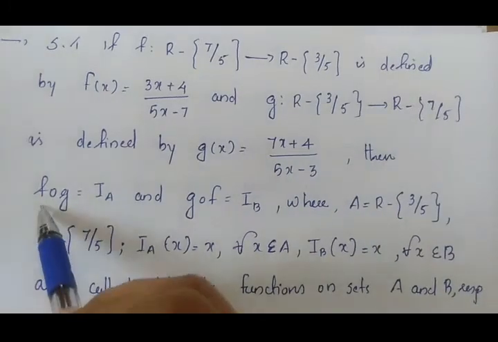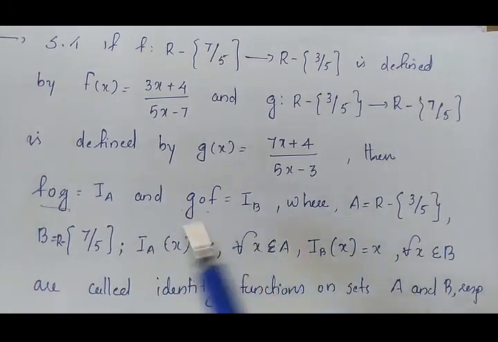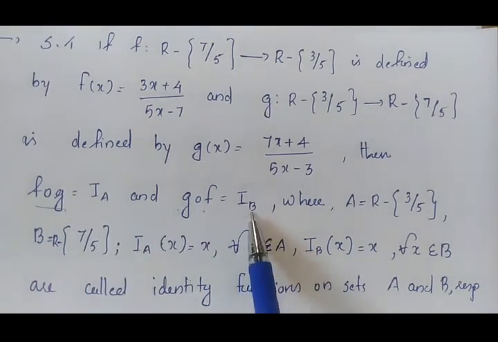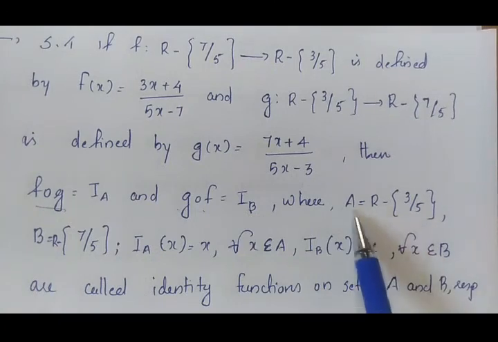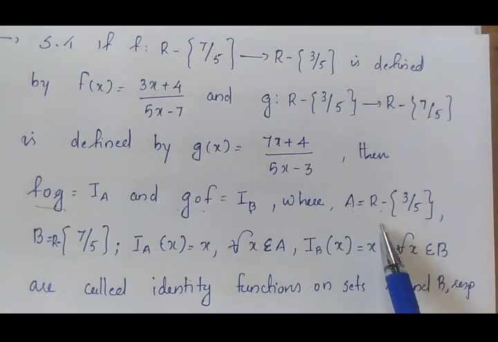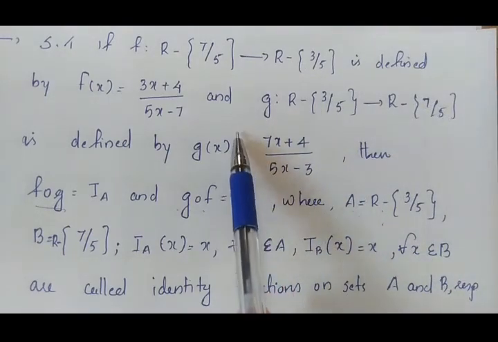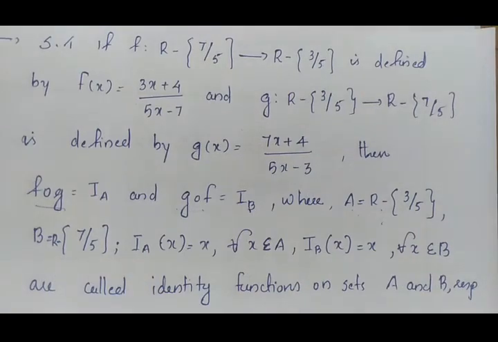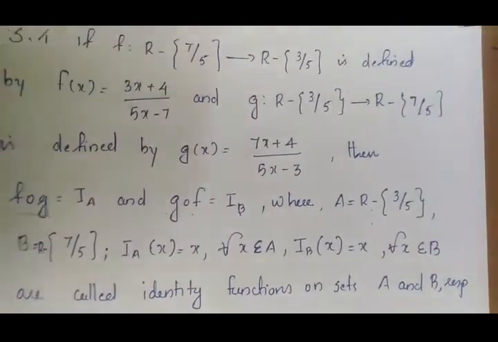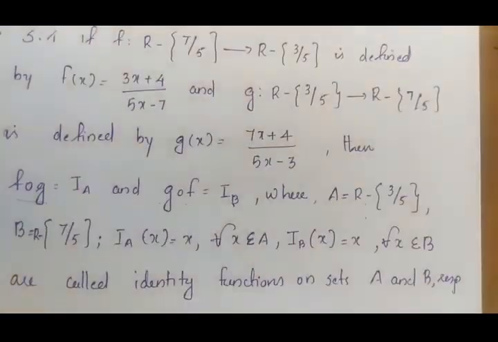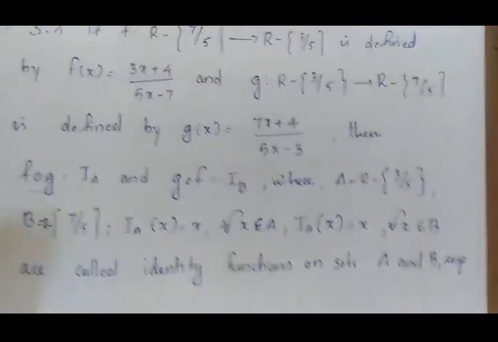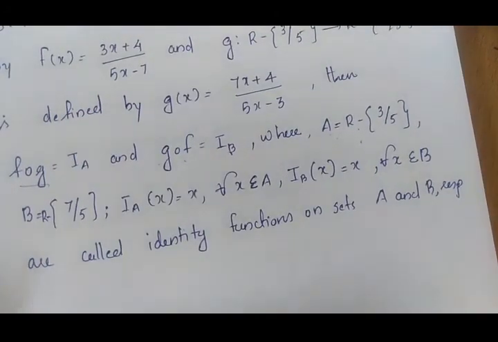Then f composition g and g composition f are equal to the identity functions of A and of B, where A is equal to R minus 3/5 and B is equal to R minus 7/5. Okay, let's go to the solution.